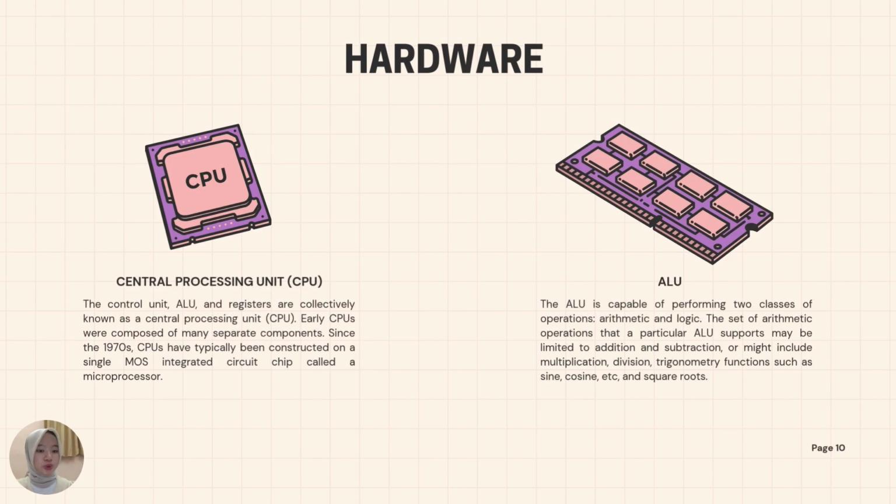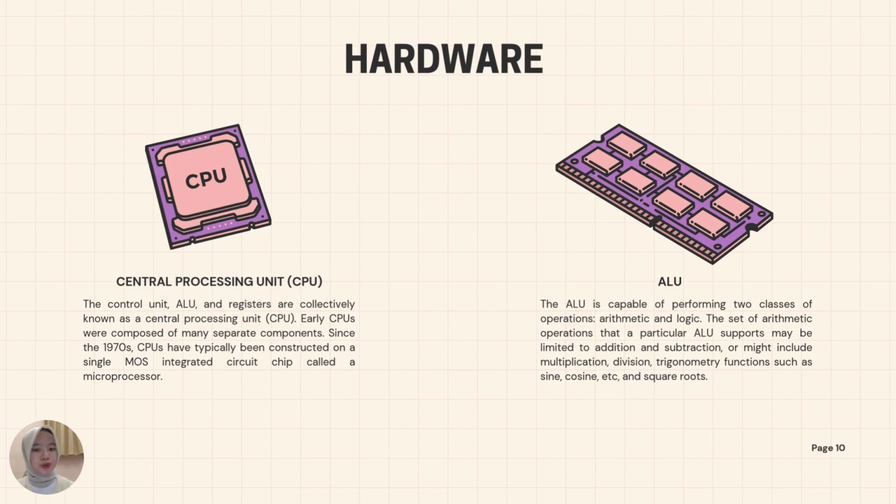Central Processing Unit or CPU. The control unit, ALU and registers are collectively known as a central processing unit or CPU. Early CPUs were composed of many separate components. Since the 1970s, CPUs have typically been constructed on a single MOS integrated circuit chip called a microprocessor.